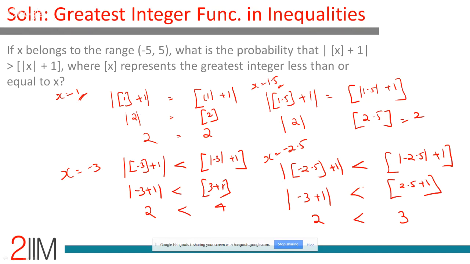It turns out that this part is lesser than or equal to that. Never greater. So what is the probability that this left hand side will be greater than the right hand side? There is no value of x for which the left hand side is greater than the right hand side. Sometimes it is equal, sometimes it is lesser. Never greater, so the probability is zero.